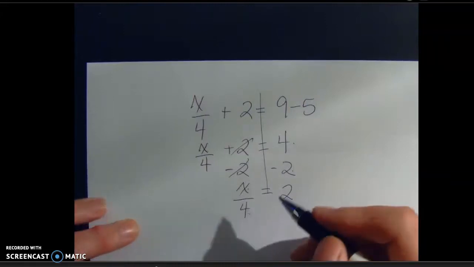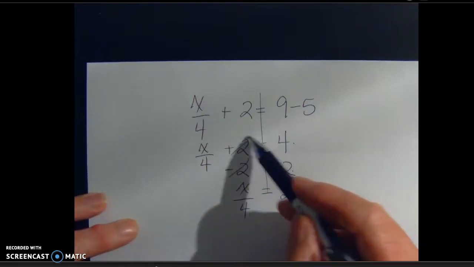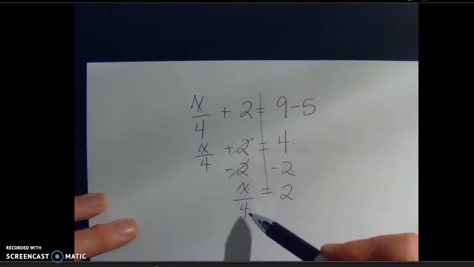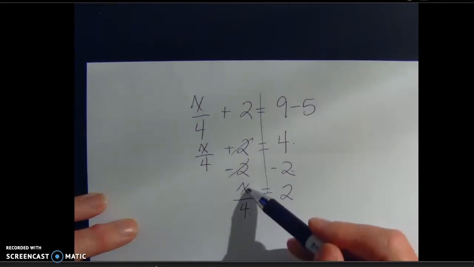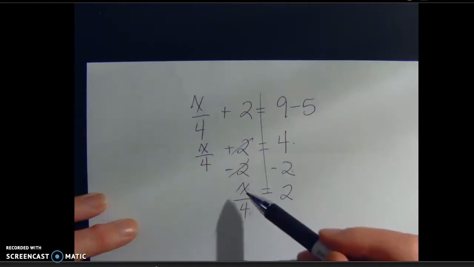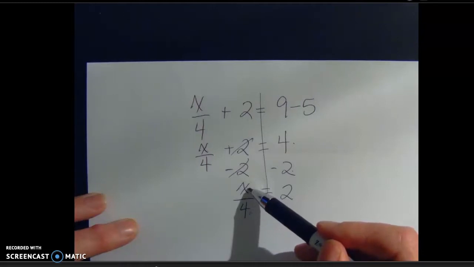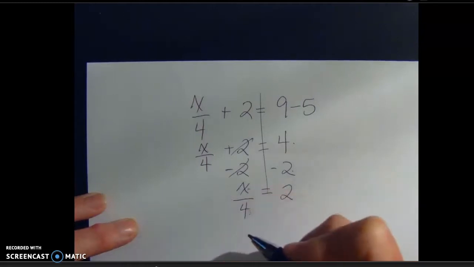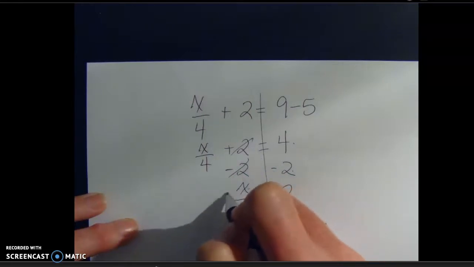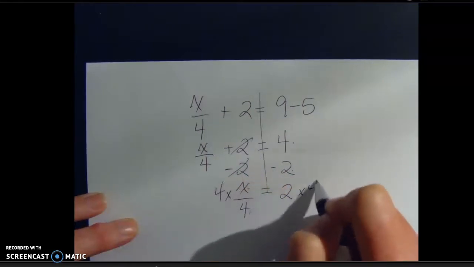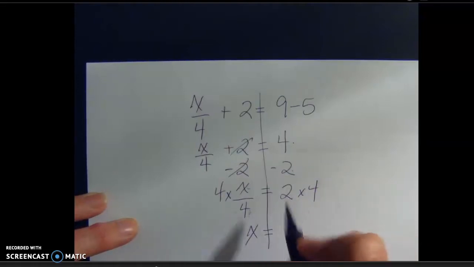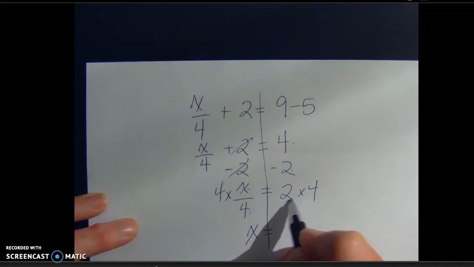X divided by 4, here's our second step. So the first step was move that one over. Now the second step is to get rid of this 4 so that all we have is the princess by herself. Right now the princess is princess divided by 4, or x divided by 4. So opposite of divide is times. Times 4, times 4. Make sure you do it on both sides. And what do we get? X is equal to 2 times 4 is 8.